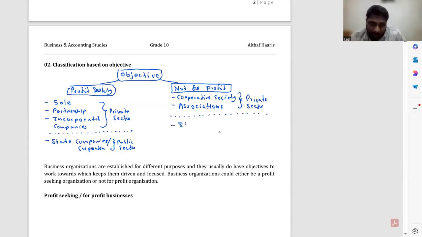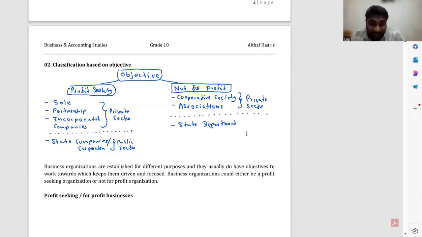State departments, like our education department and railway department. They are running those departments not to make profits. They are owned by the government, and they run the departments not to make profits, but to do something good for the society.